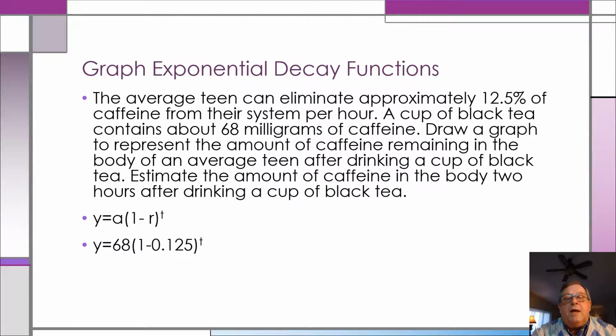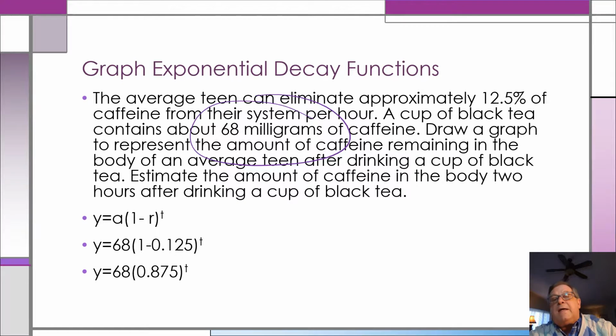All right, so we know we got 68 milligrams to start with. So y equals 68. And we know that this is decreasing by 12.5%, which gives us the 1 minus 0.125, and that is what is raised to the value of t. And let's just do a little bit of simplification in here before we go graph. And so we can then graph the function of 68, and of course 68 represents the initial amount of milligrams of caffeine in this teen's system.